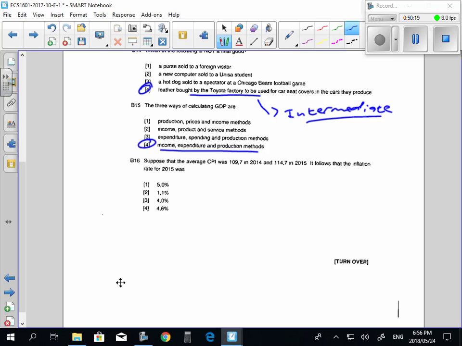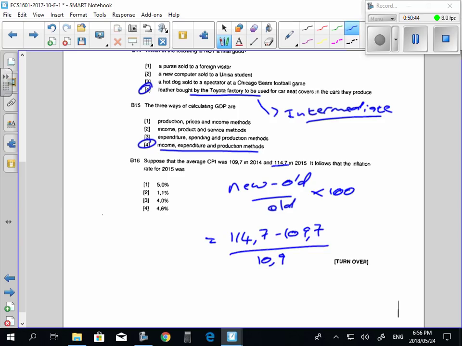The CPI was 109.7 in 2014, 114.7 in 2015. What is the inflation rate? You substitute your values into your new minus the old over the old times 100 equation. In this case, the new is 114.7. And you should get an answer of 4.55, which you round off to 4.6.